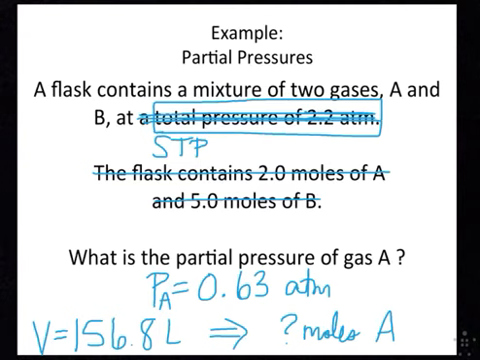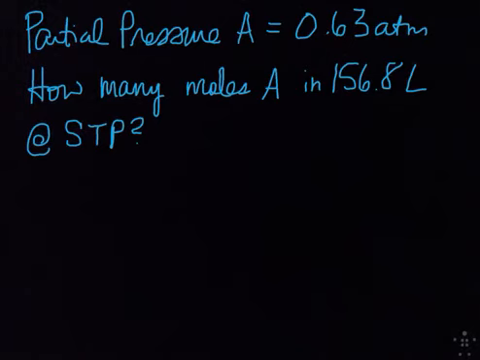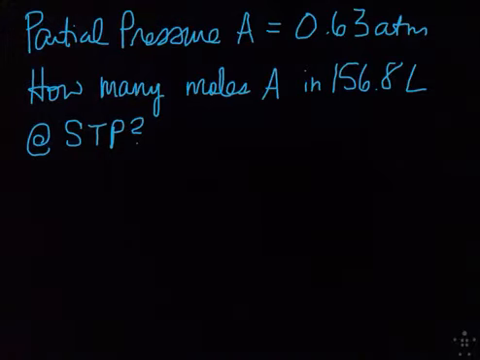So let me rephrase that problem one more time a little bit more clearly. So there's our question. We know the partial pressure of gas A in our mixture is 0.63 atmospheres, but now we've got it in a 156.8 liter container at STP. How many moles of A are present? Take a moment, pause this, and answer this question using the ideal gas law.